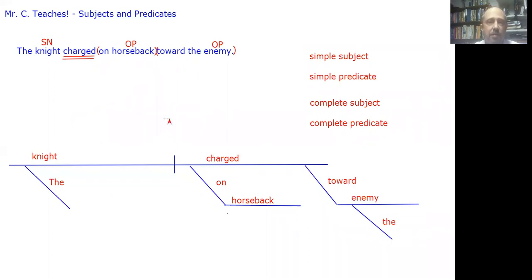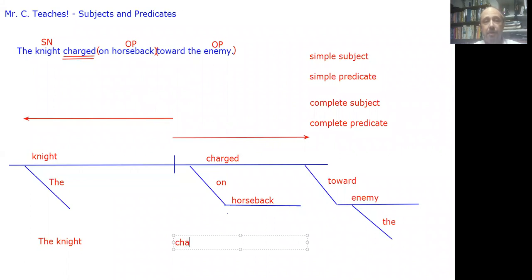In other words, well, that was weird. My mouse had the hiccups. The complete subject is everything on this side of the dividing line. So for this particular sentence, my complete subject is the knight. And the complete predicate is everything on this side of the dividing line. So my complete predicate is obviously charged on horseback toward the enemy.